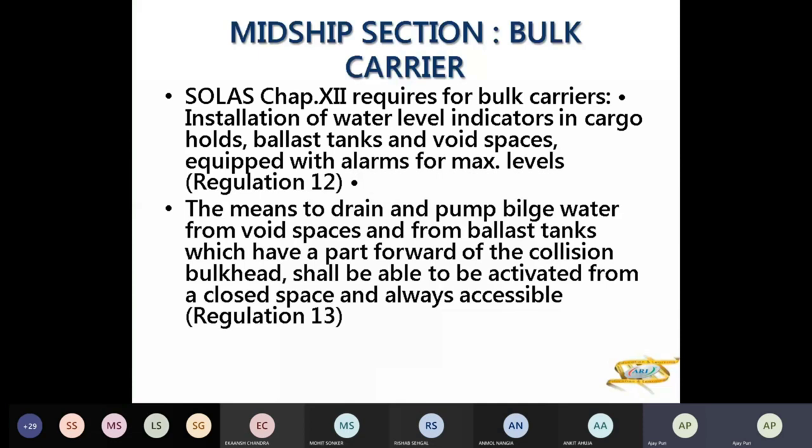Now, as per chapter 12, solid bulk carriers require installation of water level indicators in cargo holds because of the transportable moisture limit. You can't exceed that 10%. So normally the masters say, okay, you load not more than 8% for keeping a margin of safety. So you'll have installation of water level indicators in cargo hold, ballast tank, and void spaces, equipped with alarms for maximum level. Then you'll have means to drain and pump bilge water from void spaces and from ballast tanks which are forward of the collision bulkhead, accessible from above.